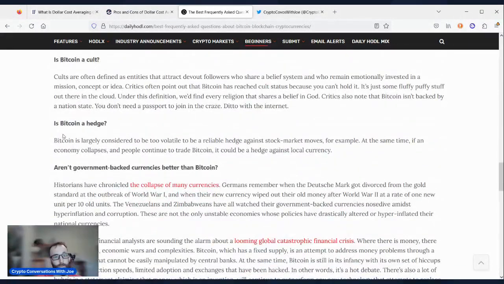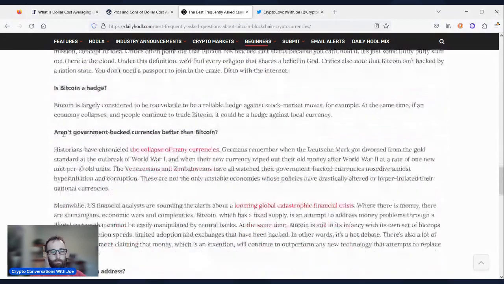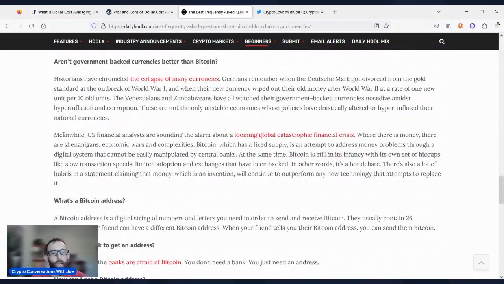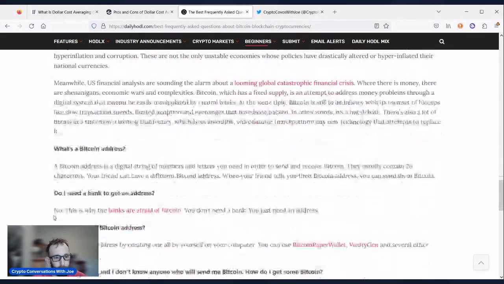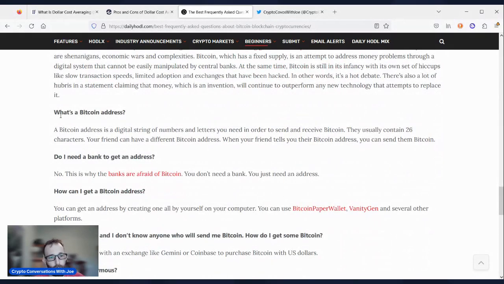Is Bitcoin a coin? Well, maybe. I thought this was really cool, though, this part right here. What is a Bitcoin address? A Bitcoin address is a digital string of numbers and letters that you need in order to send and receive Bitcoin. We all know, if you're into it already, you already know how to send Bitcoin. But the thing that really struck home with me is, do I need a bank to get a Bitcoin address? No. This is why banks are afraid of Bitcoin. You don't need a bank. You just need a Bitcoin address.